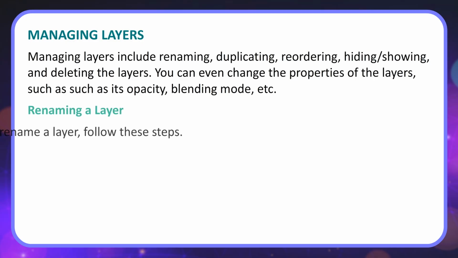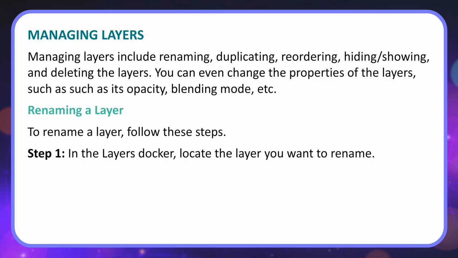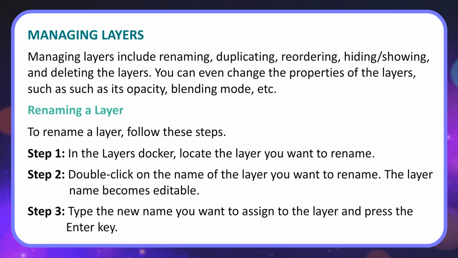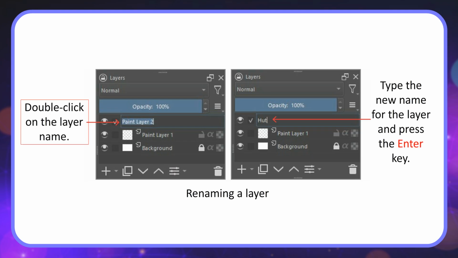Renaming a layer. To rename a layer, follow these steps. Step 1. In the Layers Docker, locate the layer you want to rename. Step 2. Double-click on the name of the layer you want to rename. The layer name becomes editable. Step 3. Type the new name you want to assign to the layer and press the Enter key. Double-click on the layer name. Type the new name for the layer and press the Enter key. Renaming a layer.